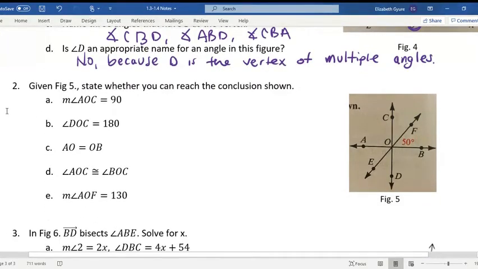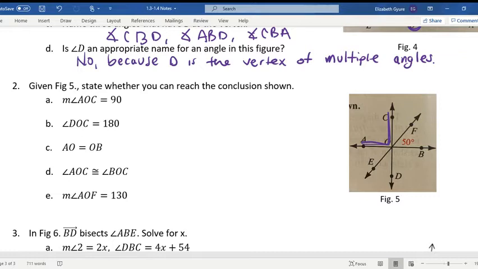Number 2, given figure 5, state whether you can reach the conclusion shown. So in figure 5, we have several intersecting lines, and angle FOB is 50 degrees. And you can tell that it's 50 degrees because the picture is labeled as such. So the first thing, it says the measure of angle AOC is 90 degrees. Here's angle AOC, and when you look at it, you might think, yeah, that looks like a 90-degree angle. I'm going to say yes.